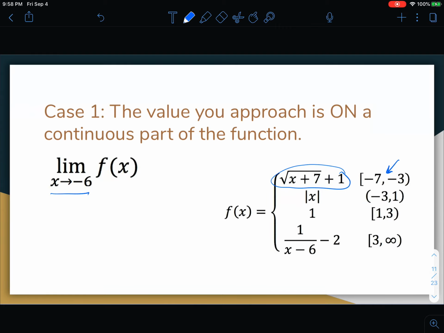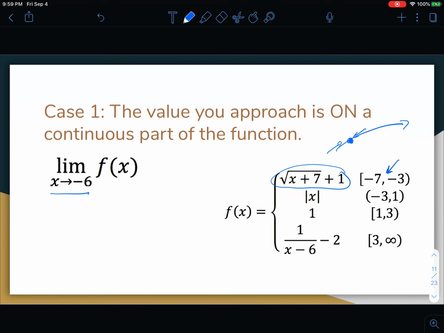Now let's think about this piece. Are there any discontinuities in a square root function? There should be no issues here from -7 to -3. So what that means is if I plug in -6 and I get some point, well, of course, from the left and right, we're approaching that exact output. So this is the most straightforward example we can have, where really all you need to do is plug in the value of -6.